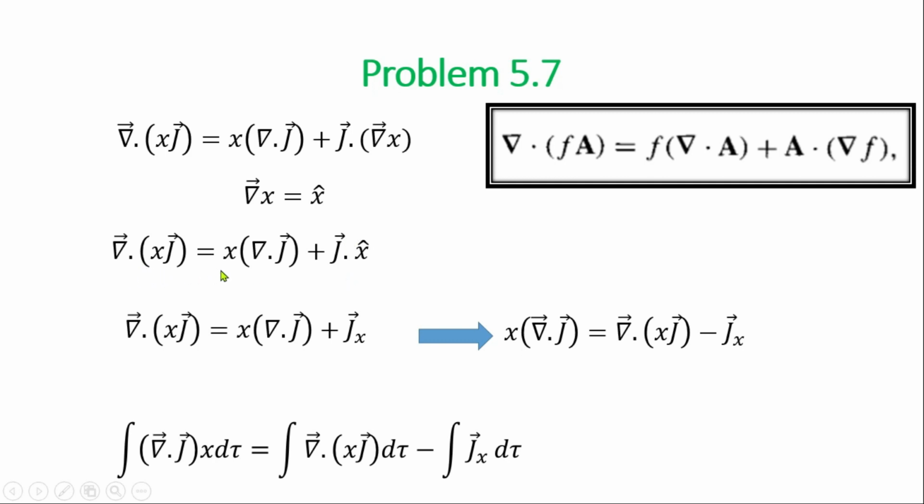The divergence of x j is equal to x times the divergence of j, and putting the value of the gradient of x as x cap in the second term, plus j dot x cap. So we can write j dot x cap as jx, because it is the x component of current density. So the divergence of x j is equal to x divergence of j plus jx, which implies that x divergence of j is equal to the divergence of x j minus jx.